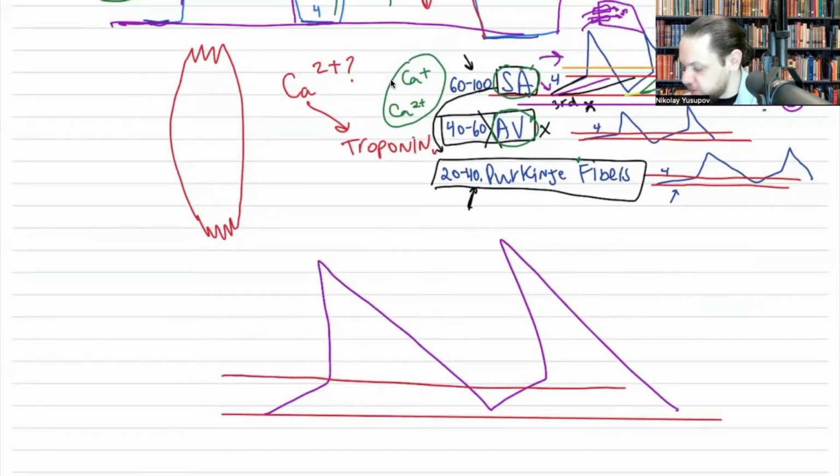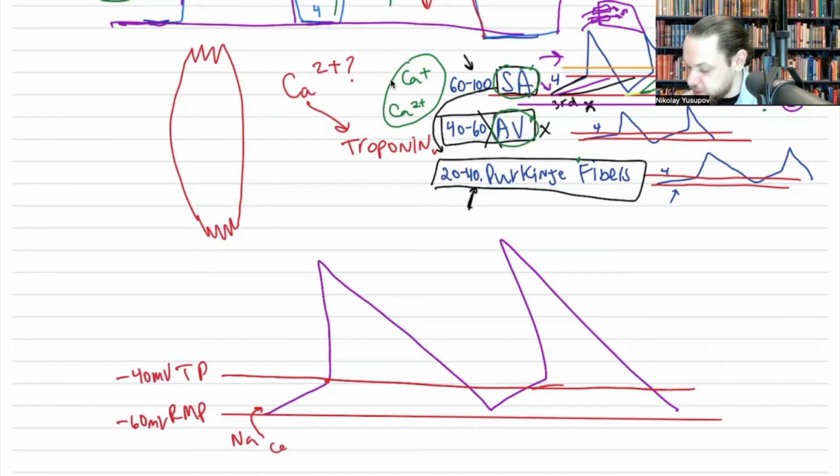So they also have leaky channels. Let's say from the outside some sodium comes in, and it gets this to the threshold potential. This is the resting membrane potential, maybe minus 60 millivolts. This here is, let's say, minus 40 millivolts.